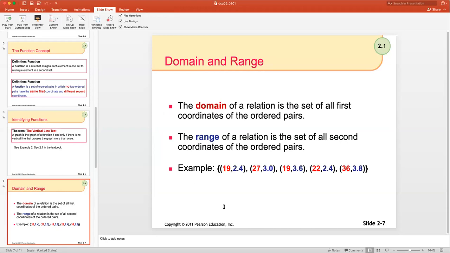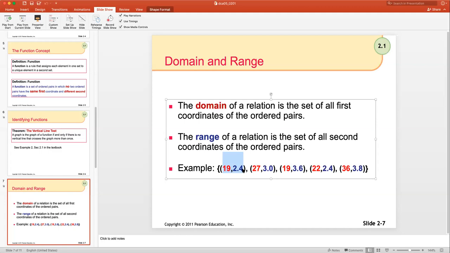So it's the example. 19, 2.4 and then 19, 3.6. You see that here? These two ordered pairs have the same first coordinate, different second. So this set is not a function. It's just a relation, okay? Between the set of first coordinates and the second coordinates, which means that we can find a domain and range.